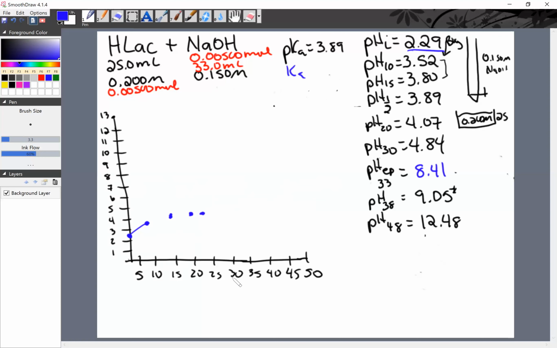At 30 milliliters, it's 4.84. And at 33 milliliters, it jumps all the way up to 8.41. At 38 milliliters, it's 9.05. And then a big overshoot, it's clear up in the 12s.